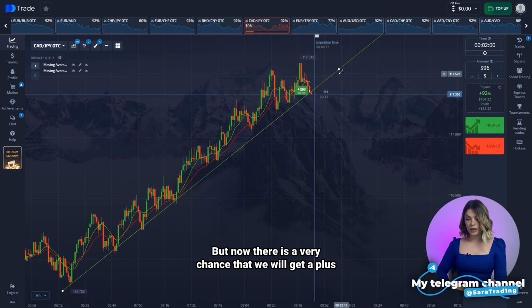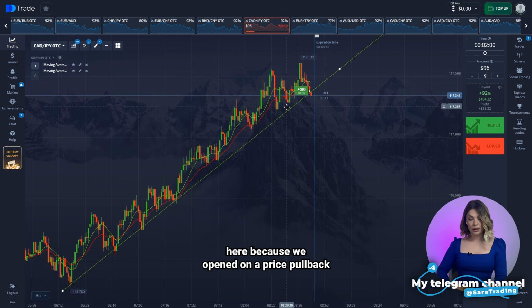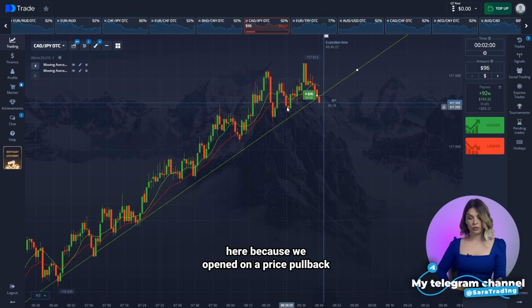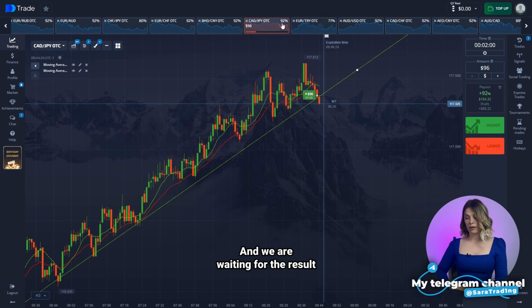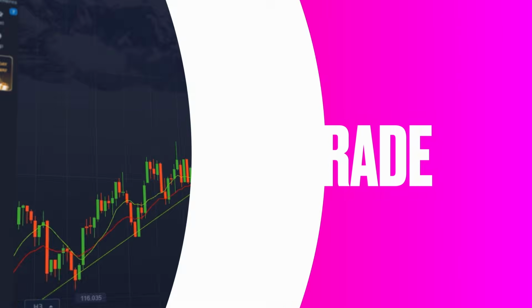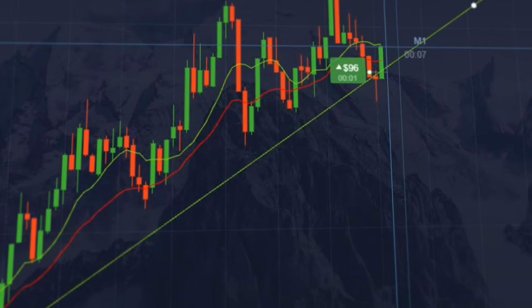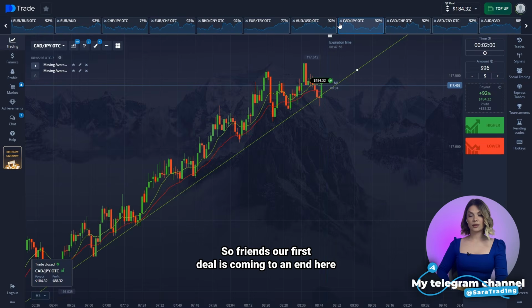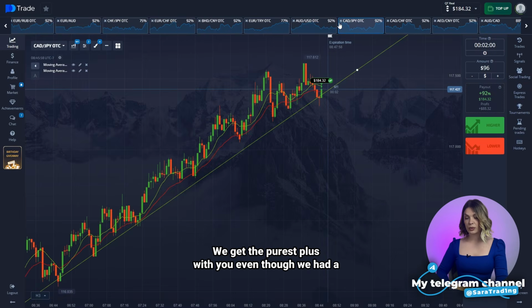Our trend is still continuing, and I don't know how long it will continue to rise. But now there is a very good chance that we will get a plus here because we opened on a price pullback and we are waiting for the result. So friends, our first deal is coming to an end. Here we get the purest plus.